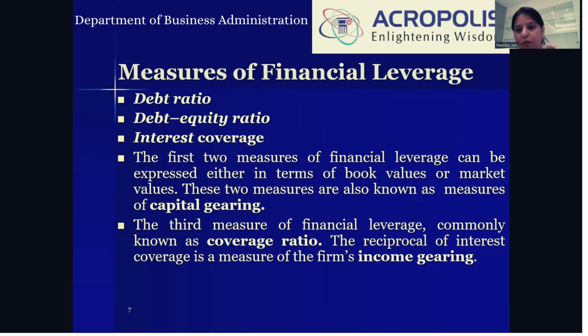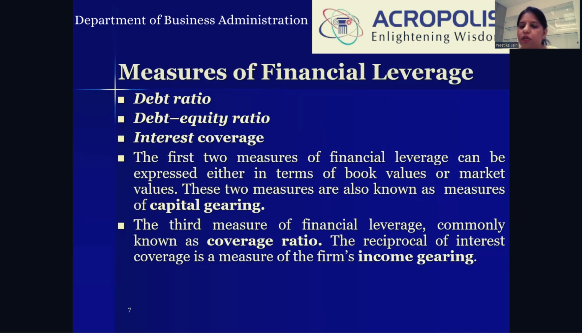The reciprocal of the interest coverage ratio is the income gearing ratio. So income gearing ratio is, whatever income is there, out of that you have paid your interest. Whatever remains after this interest is the income for the equity shareholders. This income is going to be distributed to equity shareholders, which in turn will give them EPS.